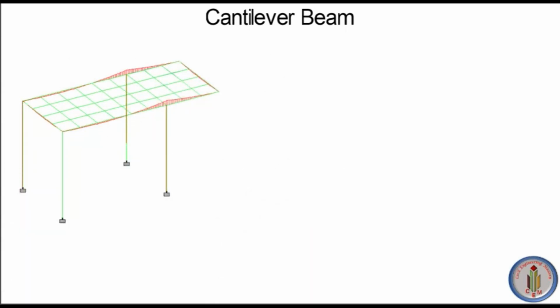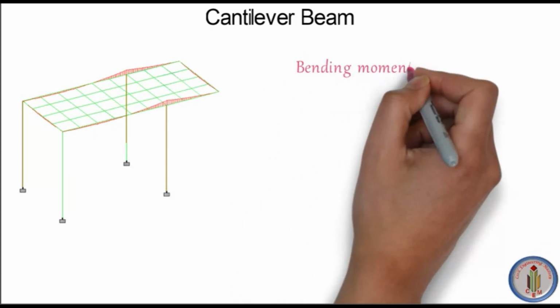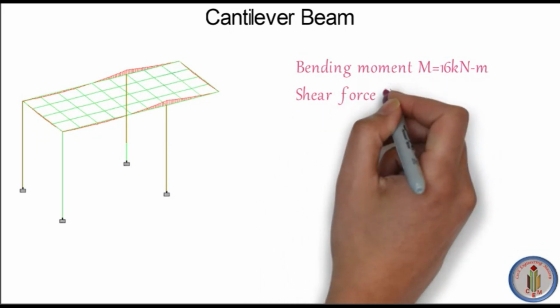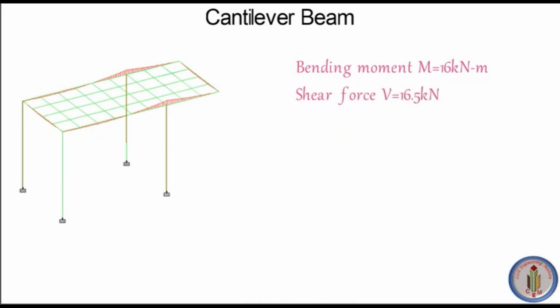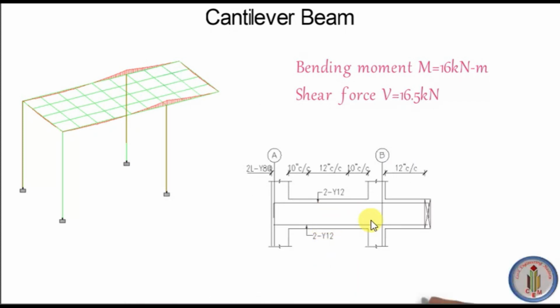So this is the frame which we took for analysis, and then we got the results. Bending moment 16 kilonewton meter and maximum shear force is 16 kilonewton. So by using this value we can follow the same procedure which I had shown for the cantilever beam. So the same procedure we can follow and then find out the reinforcement details. So the detailing I had shown here.